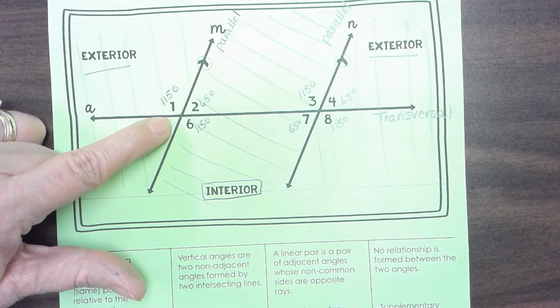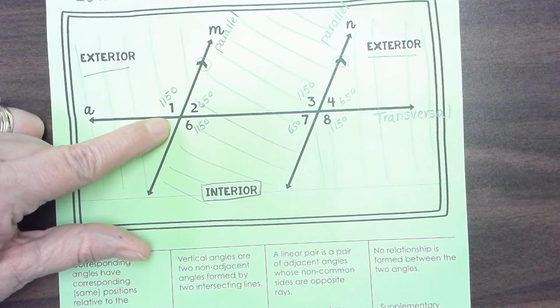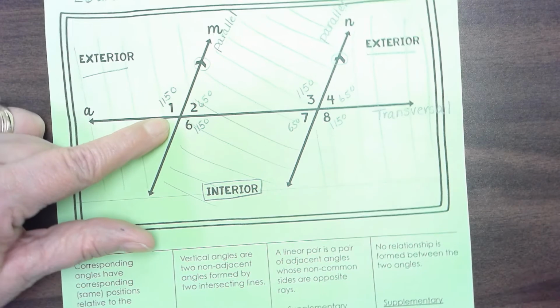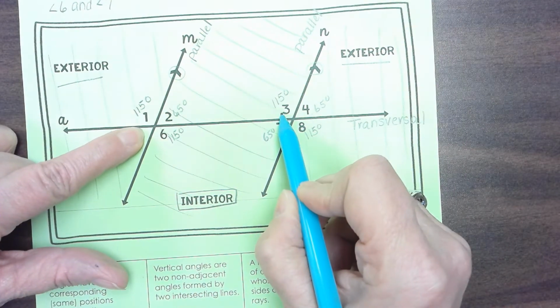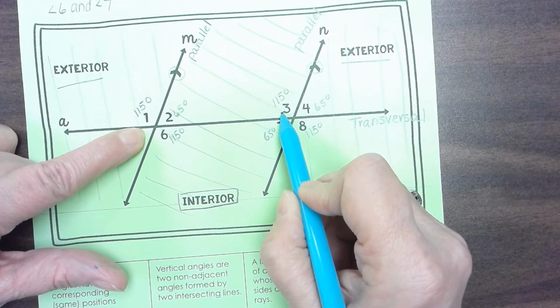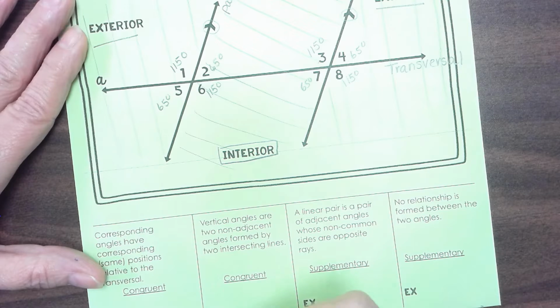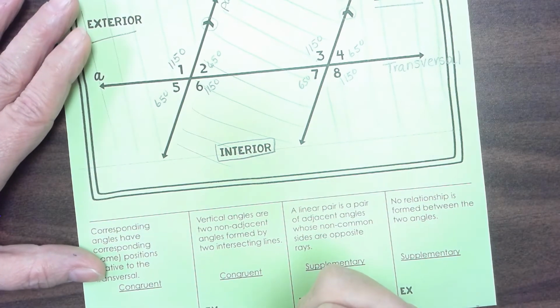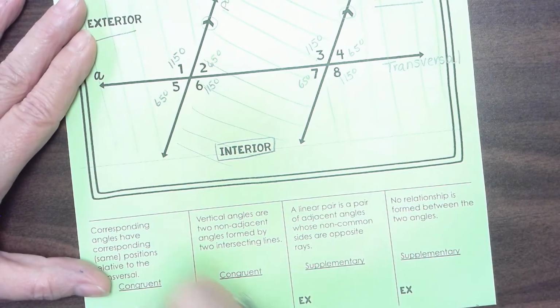Angle 1 is on the left of parallel line M. Angle 3 is on the left of parallel line N. They are both on top of the transversal, so they are corresponding angles and they're congruent. We can see that they both have measures of 115. So that's angle 1 and angle 3.